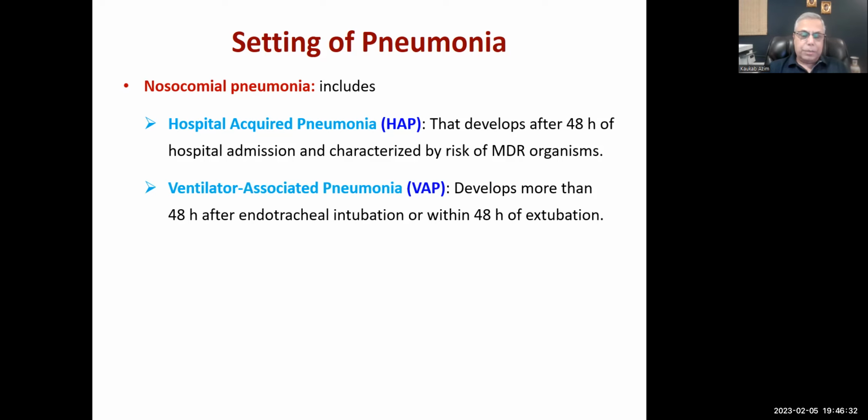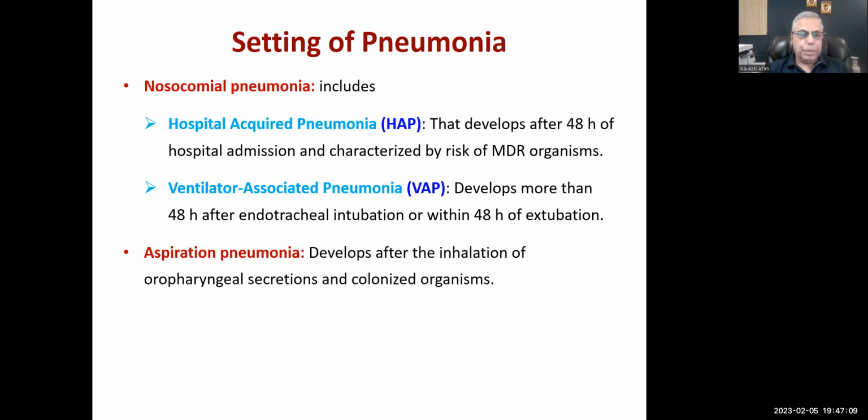Then we have ventilator-associated pneumonia. It develops more than 48 hours after endotracheal intubation or within 48 hours of extubation. Now, again, remember the term, the duration, which is 48 hours. So to use the ventilator, you have to pass an endotracheal tube. So after you pass the endotracheal tube, or you discontinue the ventilator, remove the endotracheal tube, again, within 48 hours after that is ventilator-associated pneumonia.